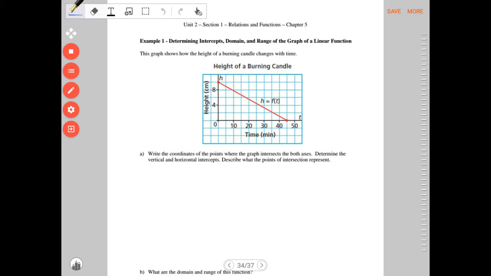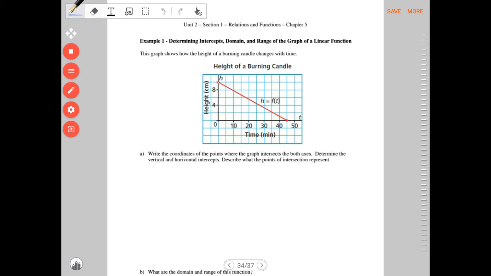Example 1. Determining the intercepts, domain, and range of a graph of a linear function. This graph shows how the height of a burning candle changes with time. Part A says, write the coordinates of the points where the graph intersects both axes, determine the vertical and horizontal intercepts, and describe what these points of intersection mean.